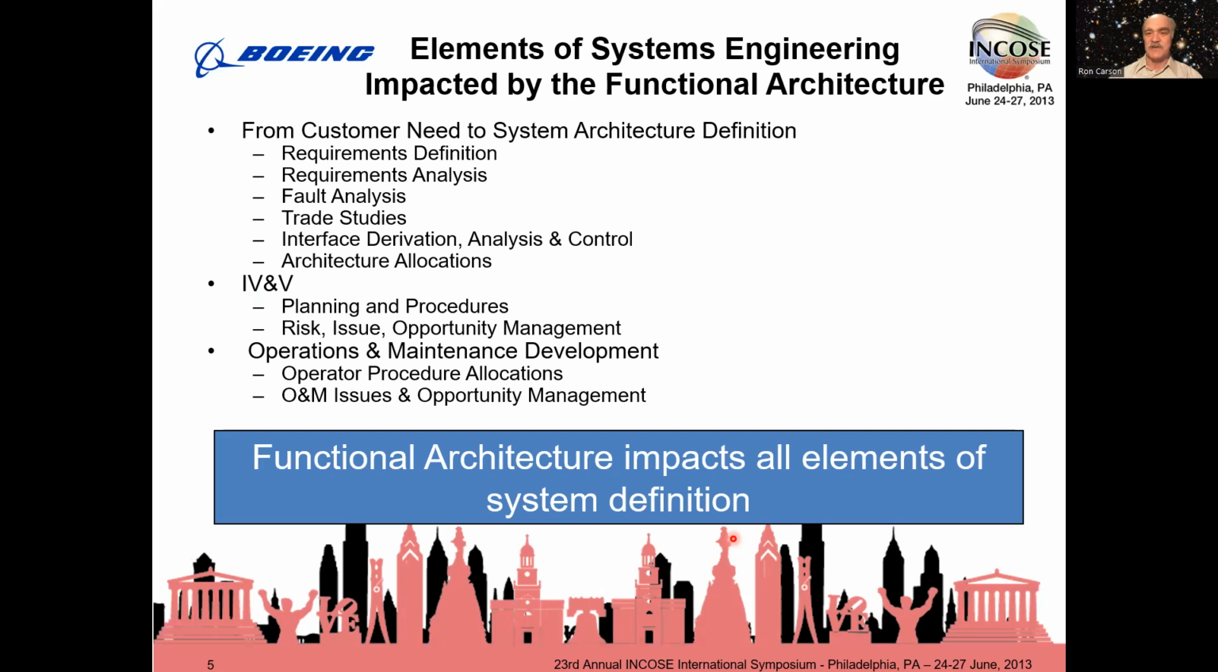So the elements of the systems engineering lifecycle that are impacted by the functional architecture: pretty much everything. If we think about what it is a system does, that's related to its mission. And from that, we define and analyze requirements. We can perform fault or failure analysis. We perform trade studies. We have interface definition. We'll talk about how that's derived, and then analysis of interfaces, and then control of interfaces, a configuration management function, and then architecture definition and allocations that include all these things about functions and subfunctions and interfaces.